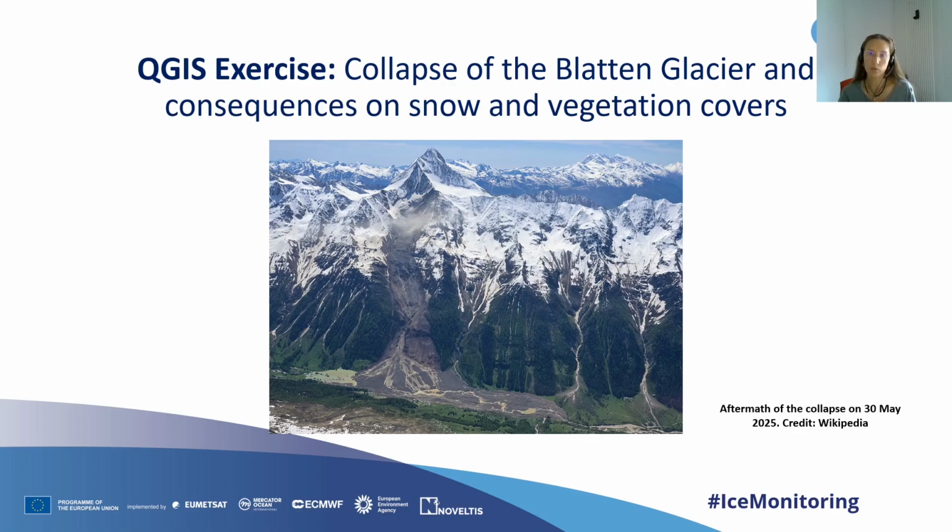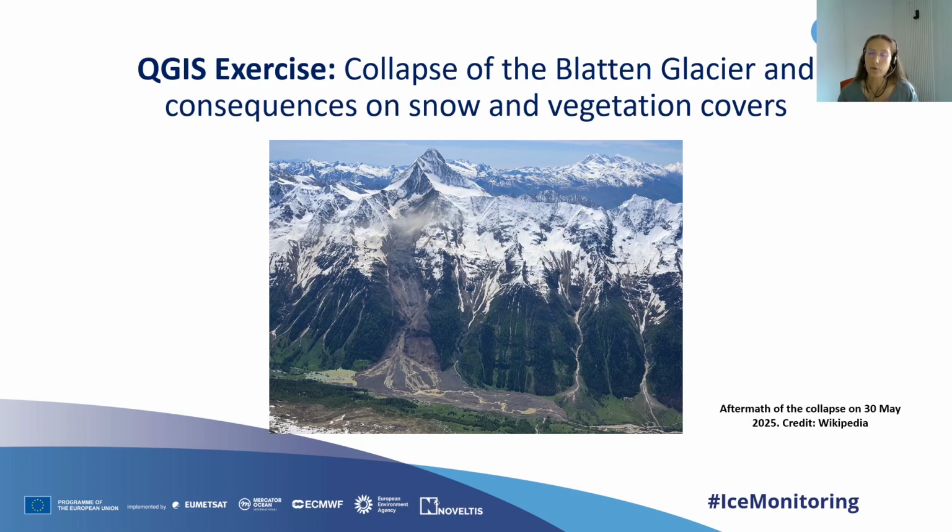For this tutorial, we will focus on Blatten Glacier, which is situated in the Swiss Alps, and its collapse which happened on the 30th of May 2025, so it's a very recent event. The collapse of this glacier triggered a massive debris avalanche that destroyed parts of a nearby village and reshaped the valley within several hours.